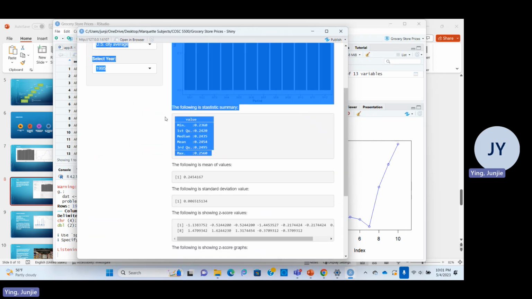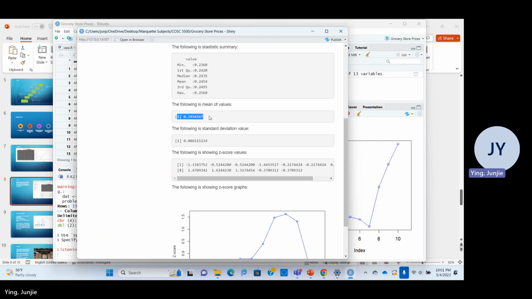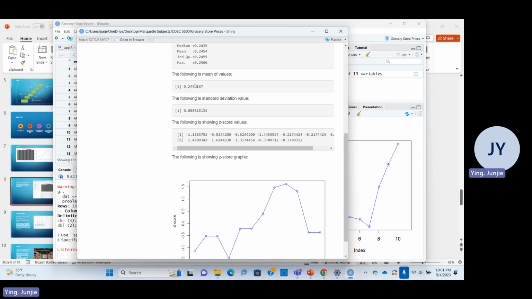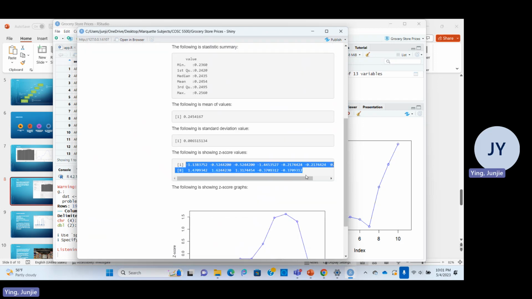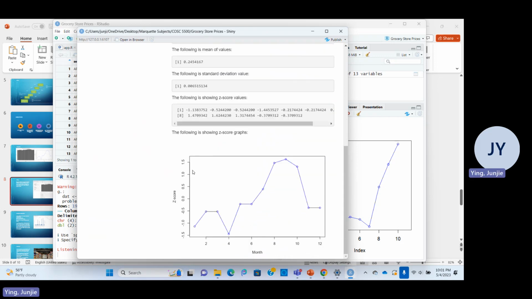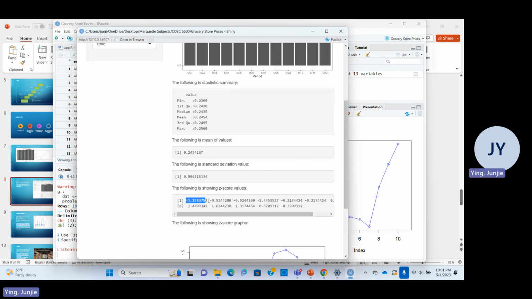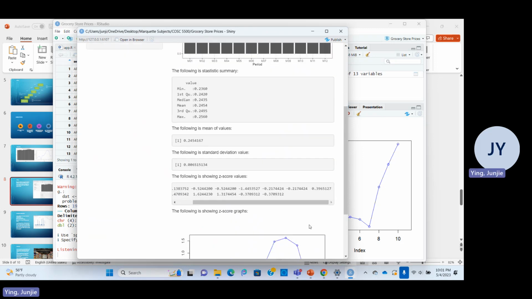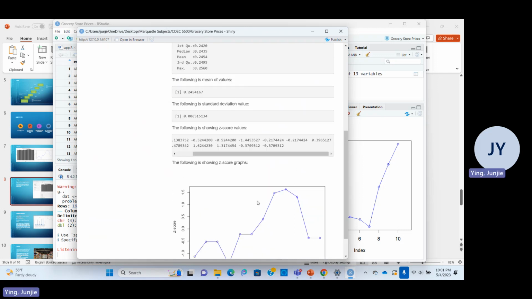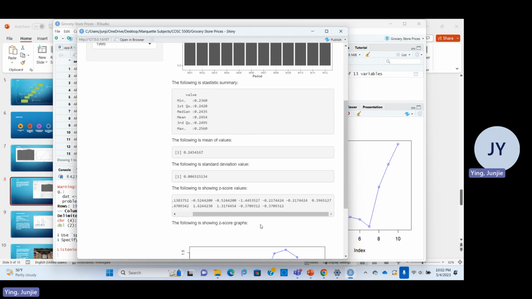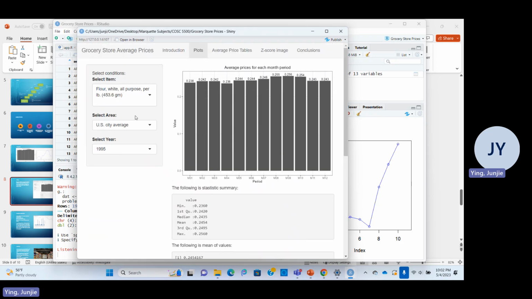This is the statistical summary, and this is the mean value and the standard deviation value. Using x minus mean divided by standard deviation, we'll get the z-score here, and following that we'll see the z-score graphs. By illustrating the z-score value, we can check the probability table and check the probability of what the price will be. I mean, what will be the probability there?